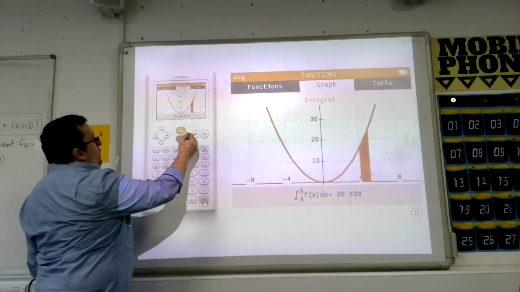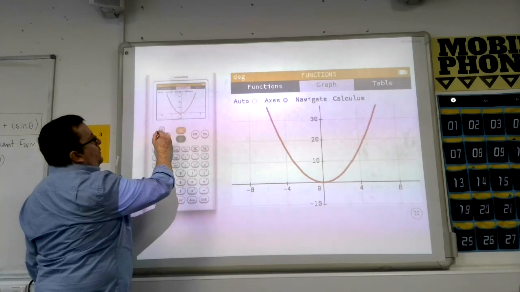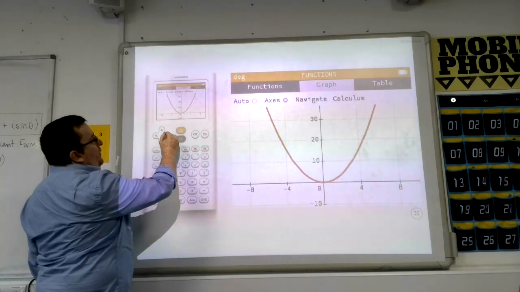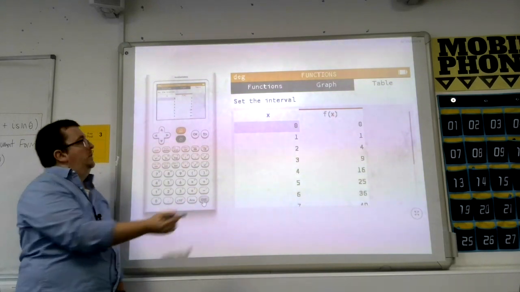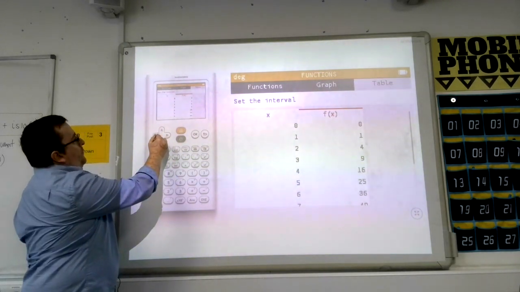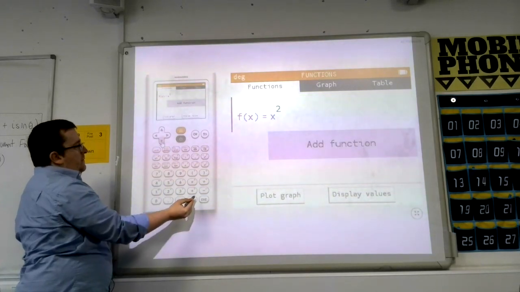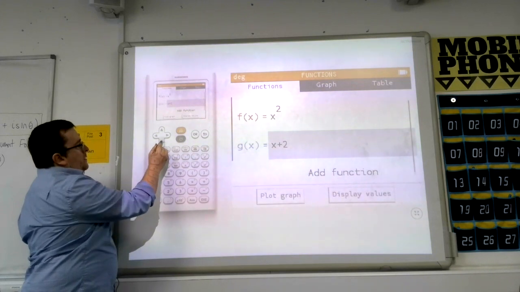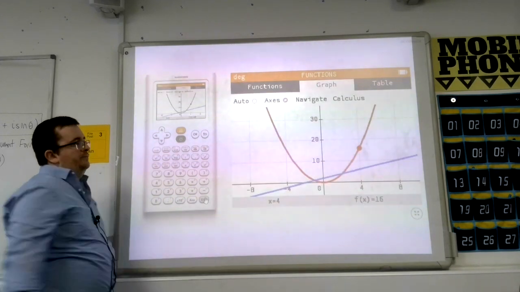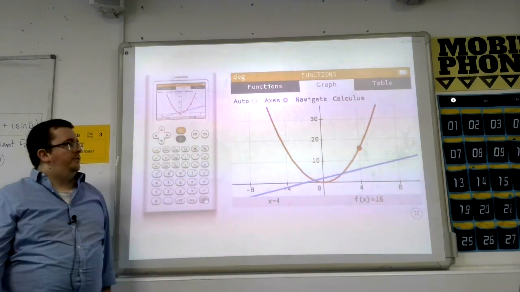Now you can add on to this. So if I go back up to functions, so you can see that you can switch to table as well, so it gives you the table of values if you want. Or if I go back up to functions, I could draw on another line, so let's add a function. Let's do y equals x plus 2. Plot the graph. Okay, there are my two lines, or my line and my curve.